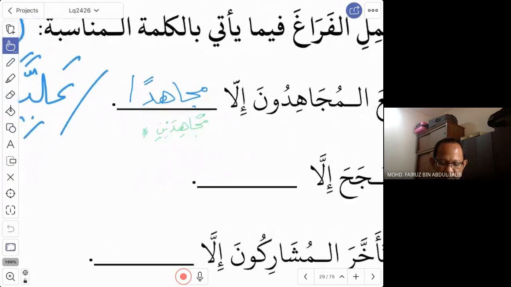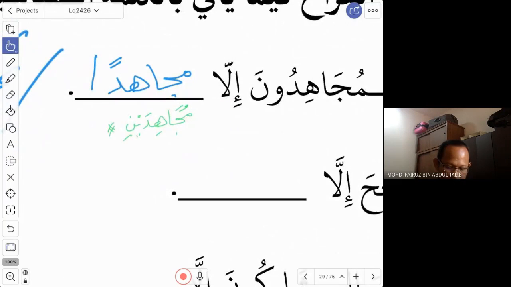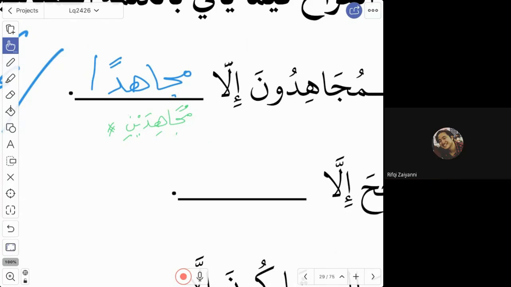Okay, and so on. As I mentioned, you can also use musanna or jama'. But in our lesson, they only focus on mufrad. But since you have learned this, you can use musanna as well. Illa Mujahidaini. Yes.